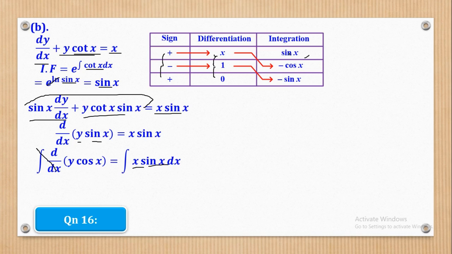Now when I integrate sin x, I'll come up with negative cos x. When I integrate negative cos x, I'll come up with negative sin x. So basically that's how the table can be filled. Now next is how to use it. How are you going to use it?